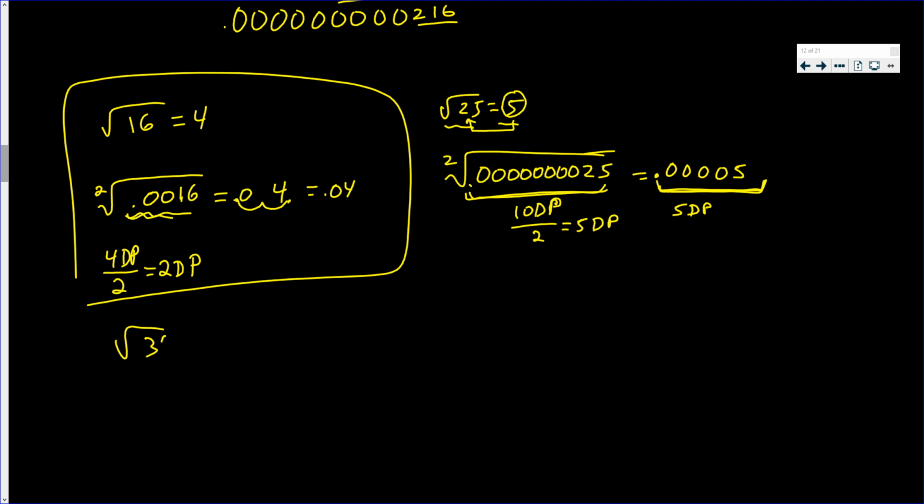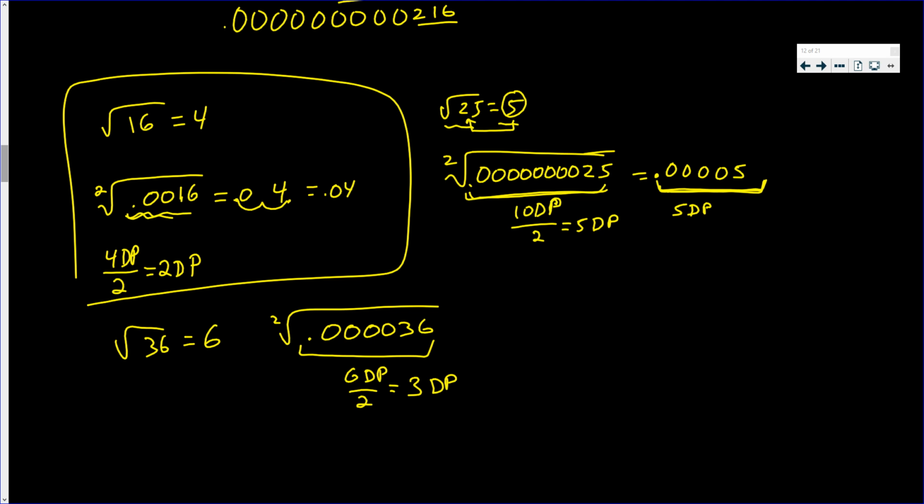The square root of 36, you should know is 6. So, what is the square root of 0.123436? Well, this here is our 6 decimal place number. I divide it by 2, and my answer is going to be 3 decimal places. But it has to have a 6 at the end. So, there it is. All I really did was know the square root of 36 is 6, and this had 6 decimal places, so my answer will only have half as many, 3 decimal places.